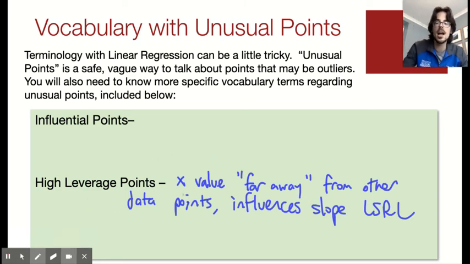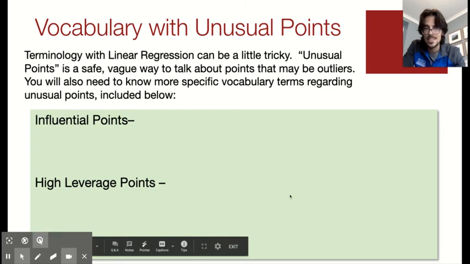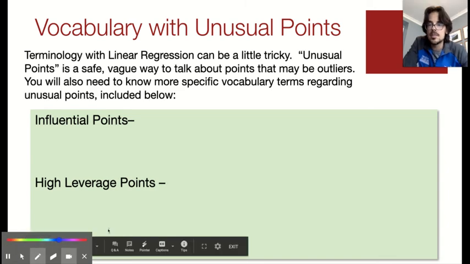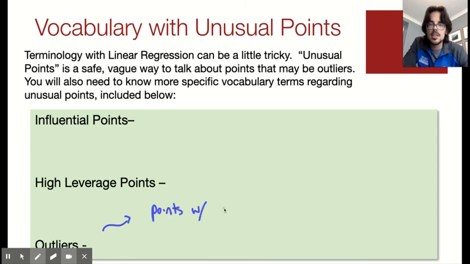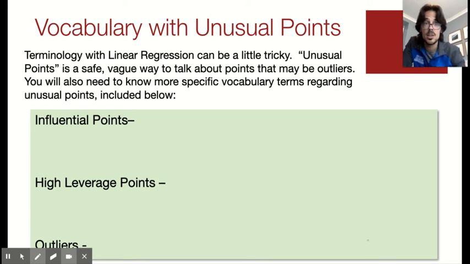Finally, the concept of an outlier. Outliers are defined under the new curriculum here. It's not just any weird points. Outliers aren't just any weird points. They're going to be points with significantly higher residuals than other points. So it's a point with a much bigger residual than other points. And let me show you in the pictures what that looks like, and that'll be our chapter.